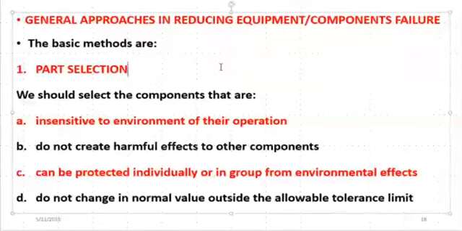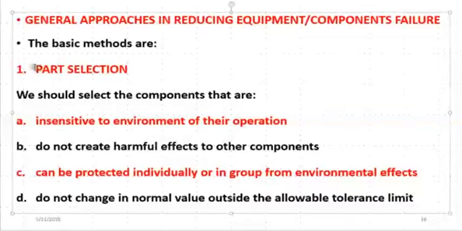The next thing we're going to look at is the general approaches in reducing equipment or component failure. What are the steps, what are the stages we follow in order to make sure that the rate of failure of a component or equipment is reduced to the minimum possible? And there are different methods for doing that.